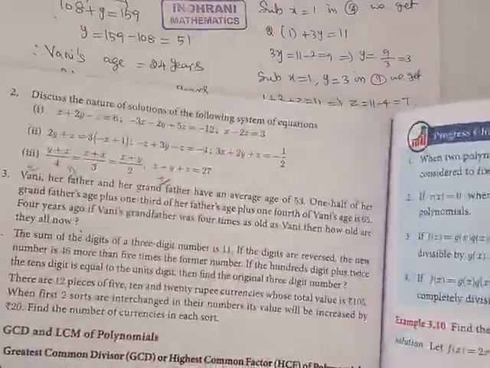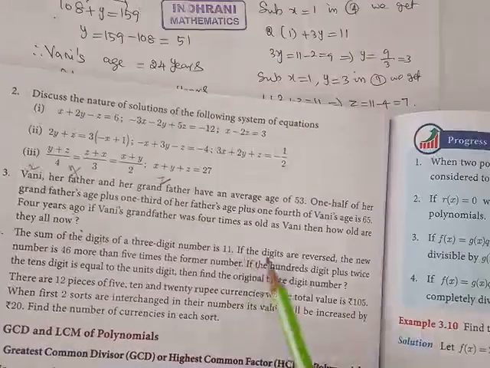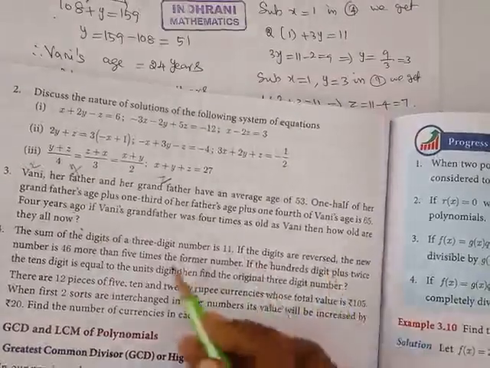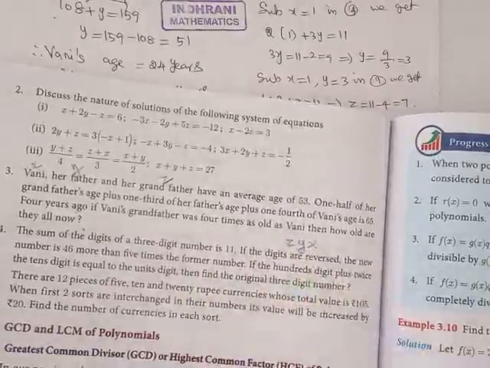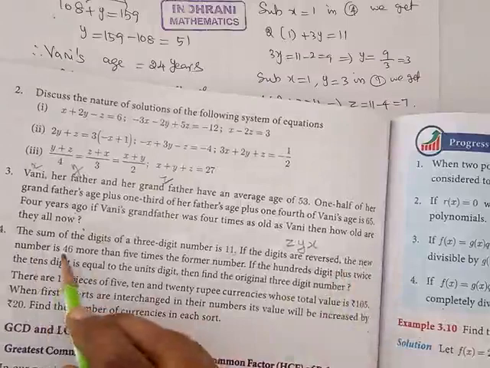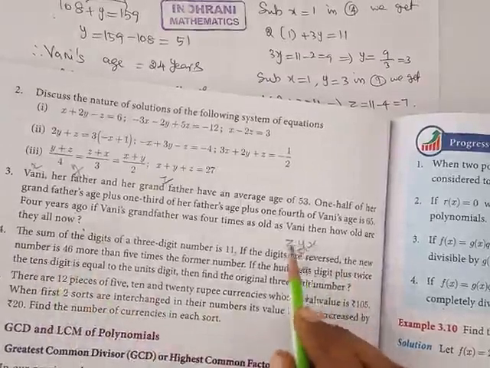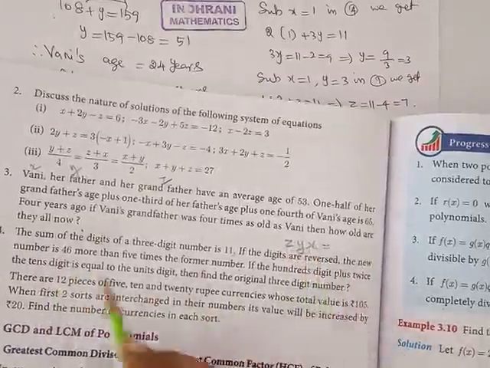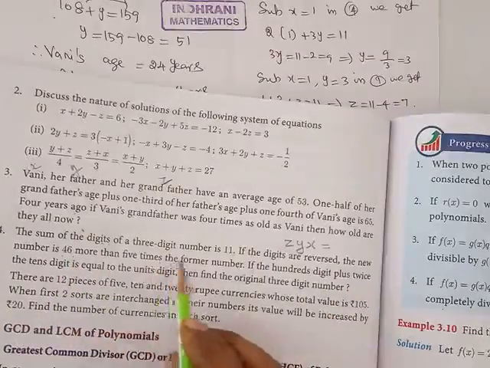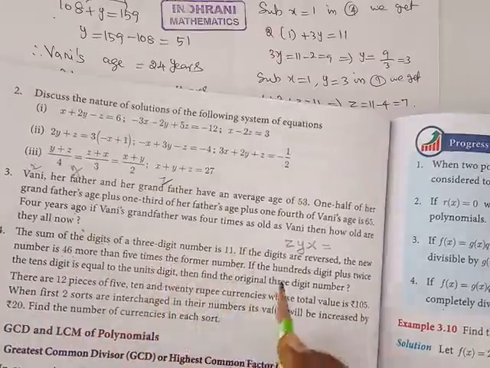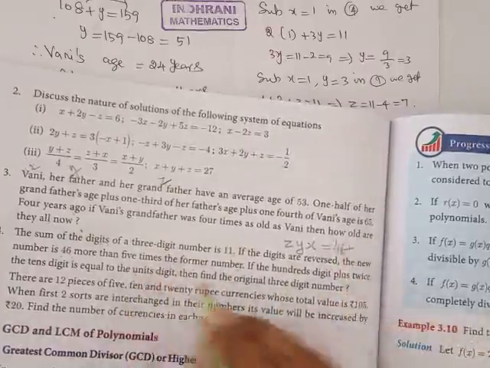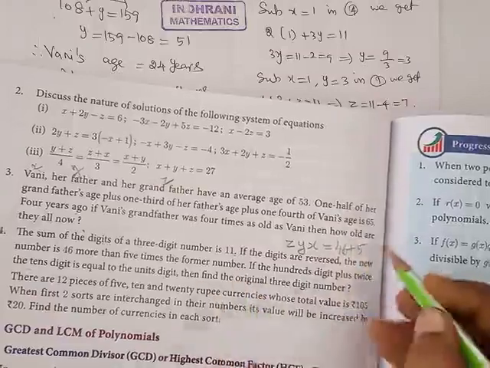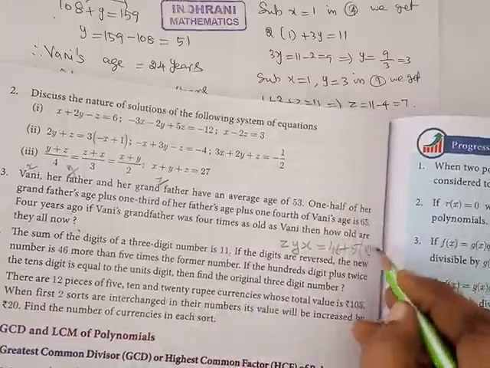The next line is, if the digits are reversed. So reversed digits means Z, Y, X. Am I right? The new number, that is Z, Y, X, is equal to 46 more than 5 times the former number. 46 more means plus 46, and 5 times your former number means X, Y, Z.